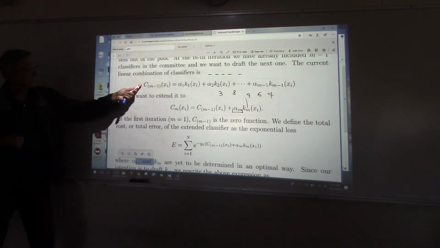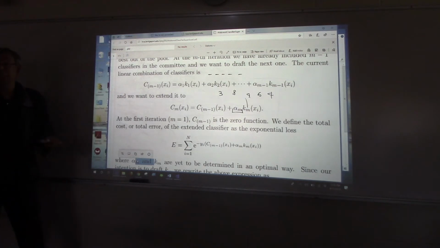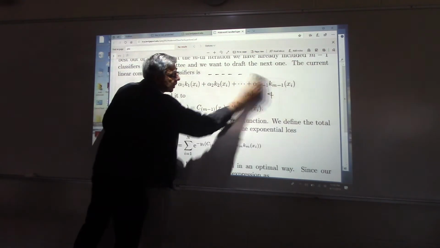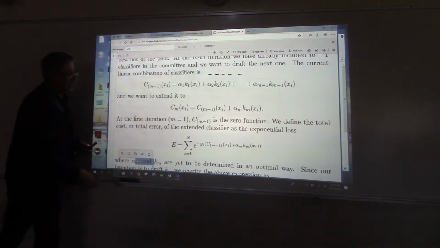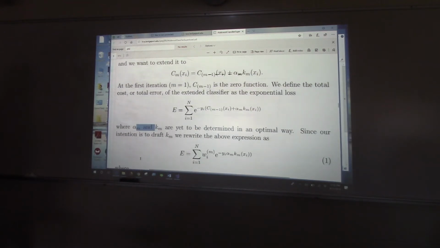If we can establish this recursive relationship, then like I said, we'll start from the first, keep adding one more, keep adding one more, until we get to the end of the pool. As we add one, we assign a coefficient. Okay, so let's see what will be next.